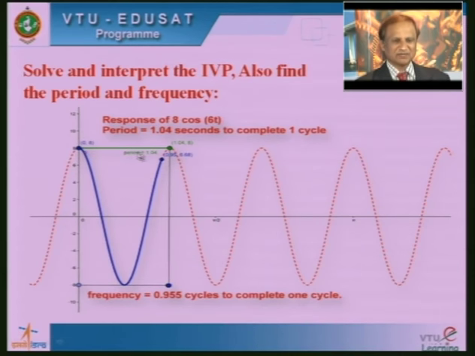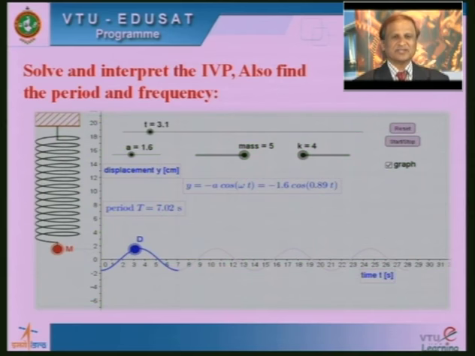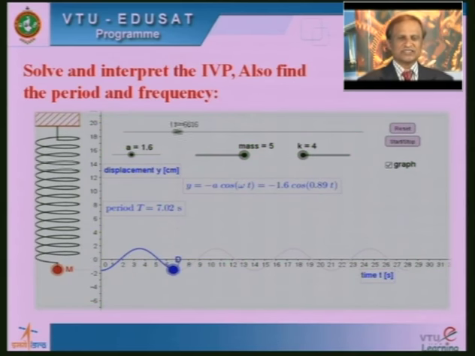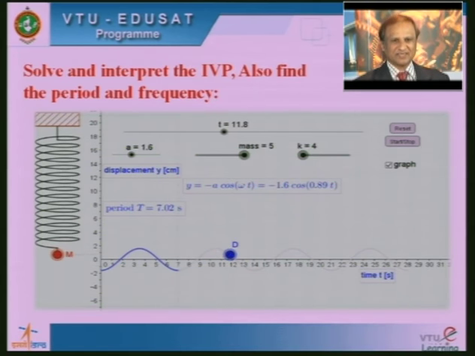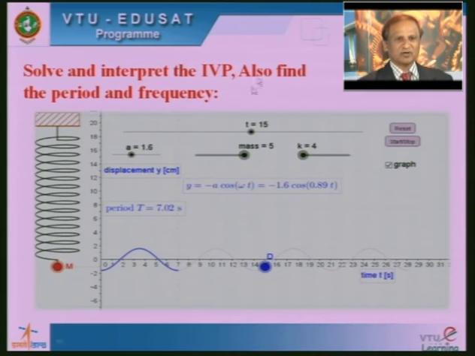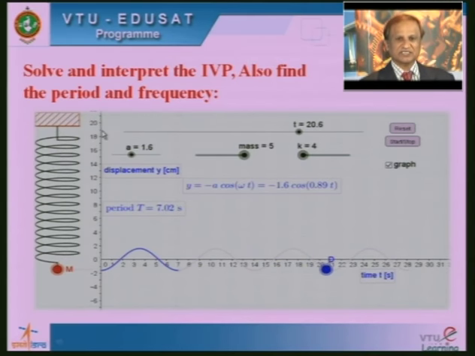Now, in exactly the similar way, you can calculate the period. The period is approximately 1.04, and I have already calculated 0.95 cycles per second. So, it is possible to calculate mathematically as well as graphically. Graphically means when you draw the graph using GeoGebra, it is possible to calculate period as well as frequency. So, friends, I hope now you can draw a similar graph using GeoGebra.